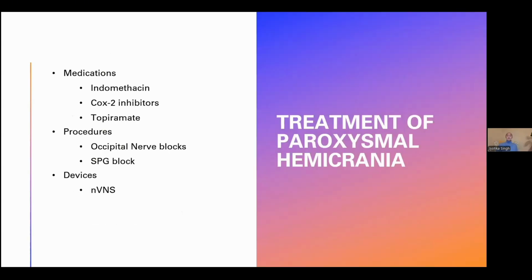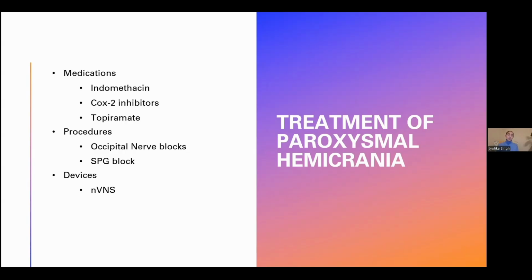The treatment of paroxysmal hemicrania, there's also medications that can be used. Like we mentioned earlier, indomethacin is the first treatment option for this, and it's a diagnostic of paroxysmal hemicrania. Other COX-2 inhibitors, which are a type of non-steroidal anti-inflammatory medication, can also be used in people who can't tolerate indomethacin. Topiramate is another option. Again, we can do occipital nerve blocks, SPG blocks for treatment of paroxysmal hemicrania.